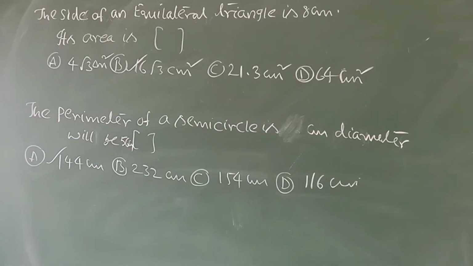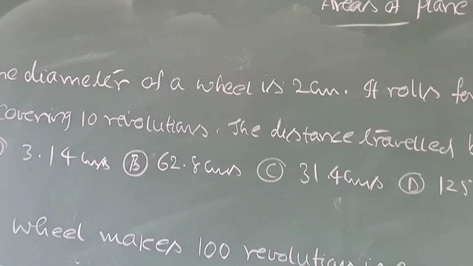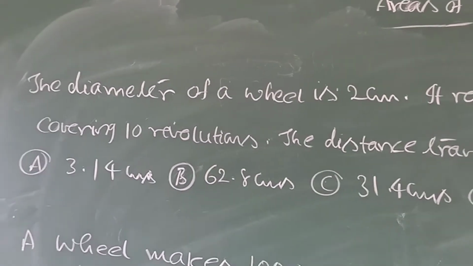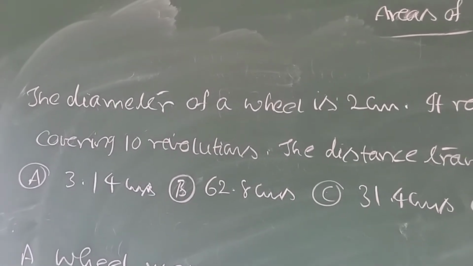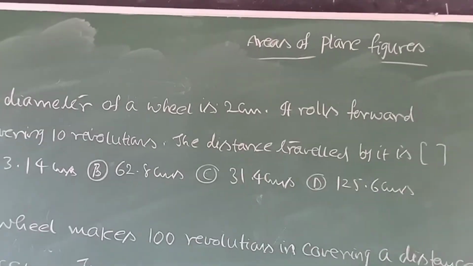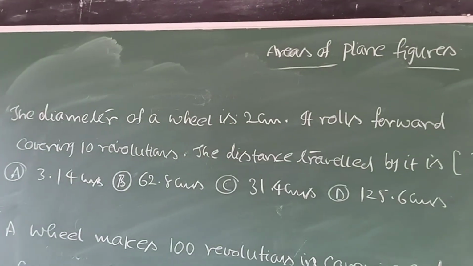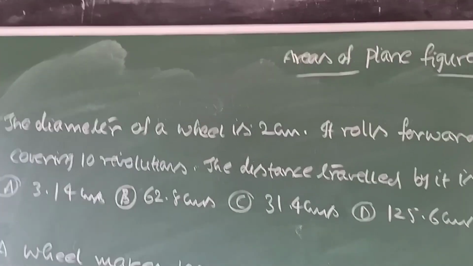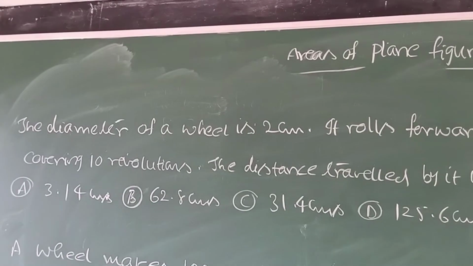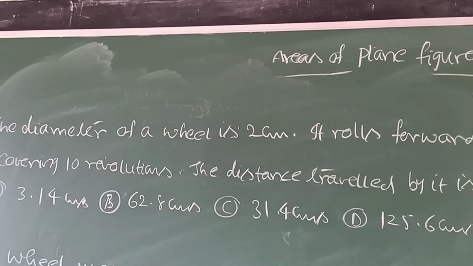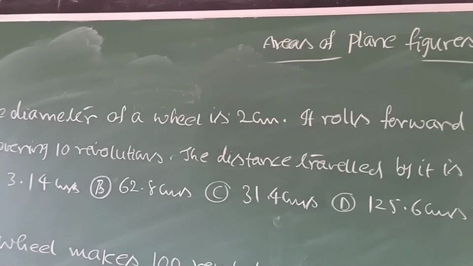The option is A. The diameter of a wheel is 2 centimeters. It rolls forward covering 10 revolutions. The distance travelled by it is? The logic involved in this problem is that the diameter of the wheel is given to be 2 centimeters. Once it rolls down, it will cover its own perimeter.